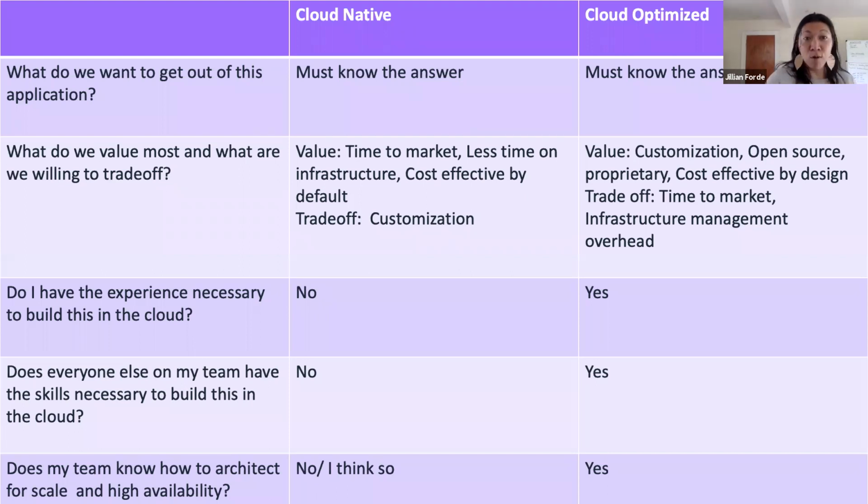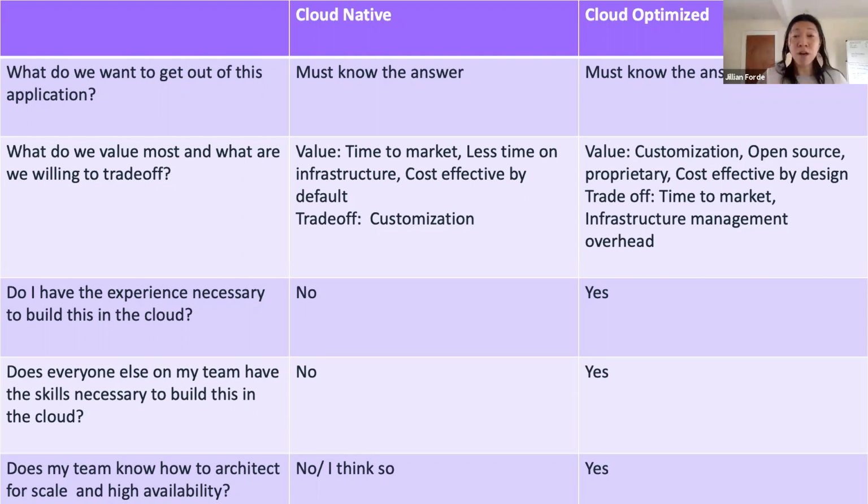Second question, what do you value most and what are you willing to trade off? Well, the cloud native startup would say things like they need to get to time to market as fast as possible. They want to spend less, and that means they're willing to spend less time on infrastructure so they can spend more time focusing on the things that really matter to their customers and actually growing their business. And they know that they've got a tight budget and they really got to make sure that they're stretching their runway as much as possible.